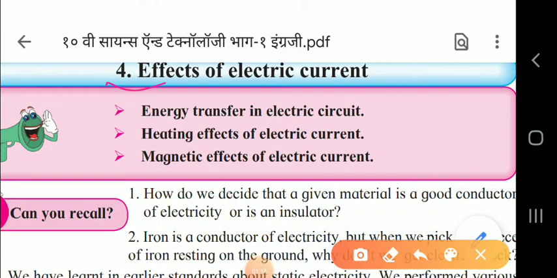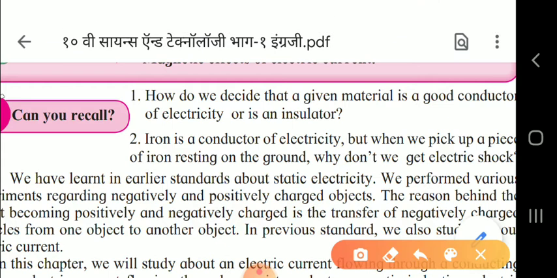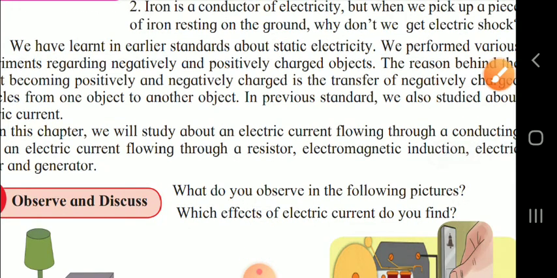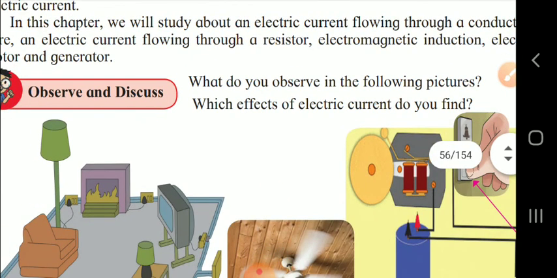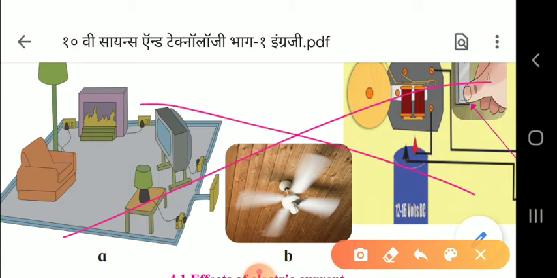So we are starting this chapter, Effect of Electric Current. Students, let us see here what is cancelled. Here this full part is cancelled. This also is cancelled. This portion is also cancelled.